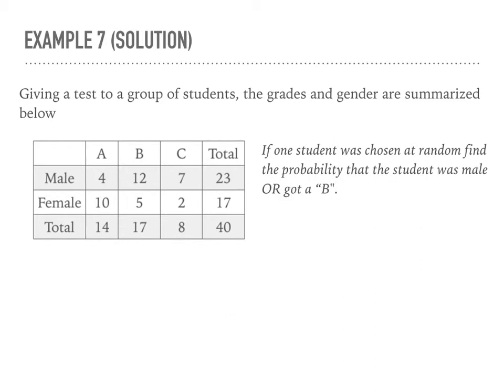Giving a test to a group of students, the grades and gender are summarized below. If one student was chosen at random, find the probability that the student was male or got a B. So there's 23 males, and there's 17 that got Bs. There's 12 that are males that got Bs. So that gives us 28 over 40, or 7 over 10.